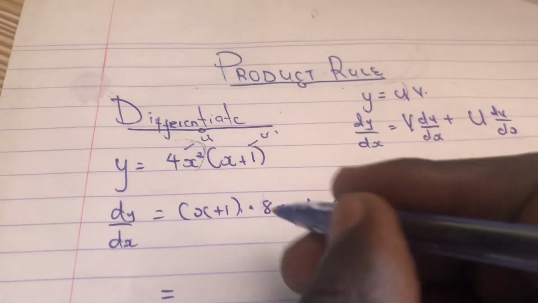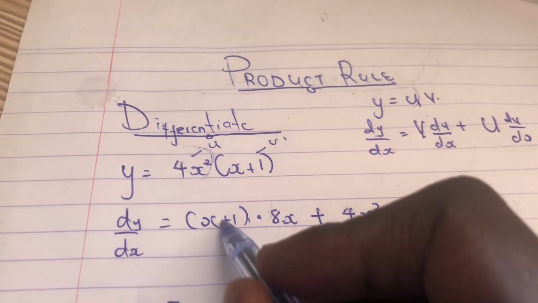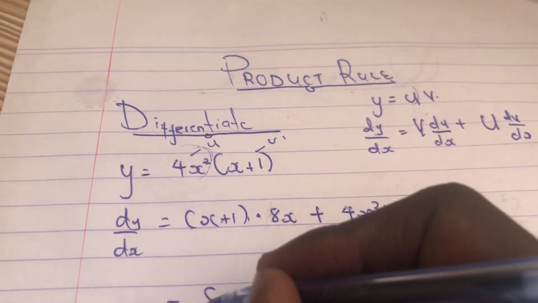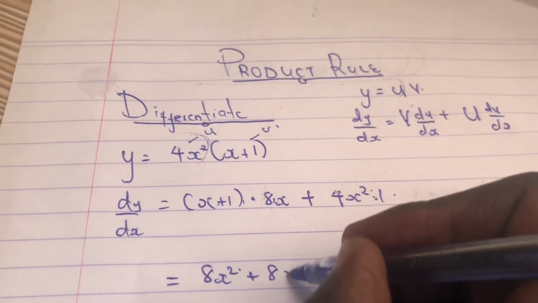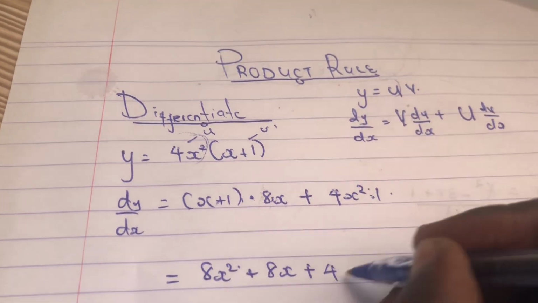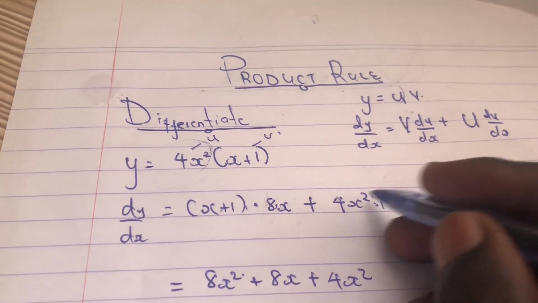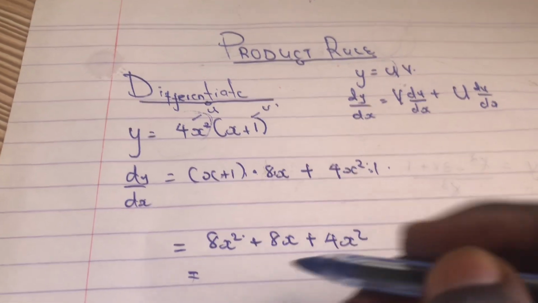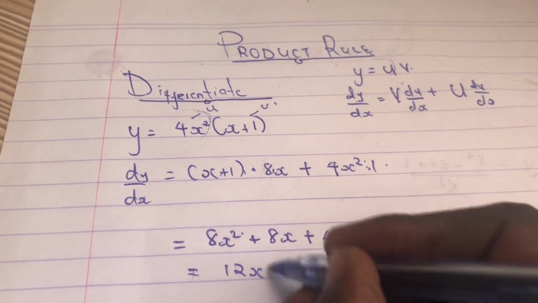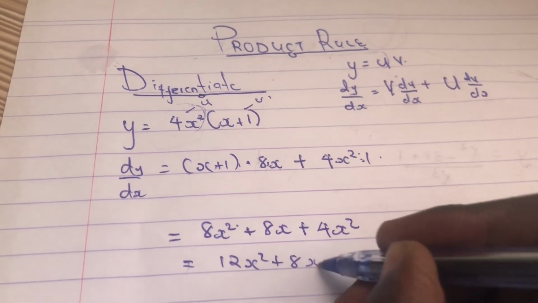So that leaves us automatically with an answer here. This 8, when it multiplies this, becomes 8x squared, and then plus 8x, plus 4x squared, because this is times 1. So 8 plus 4 gives us 12x squared plus 8x.